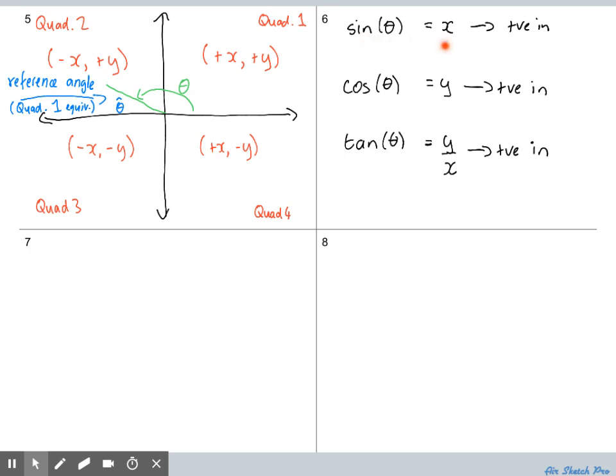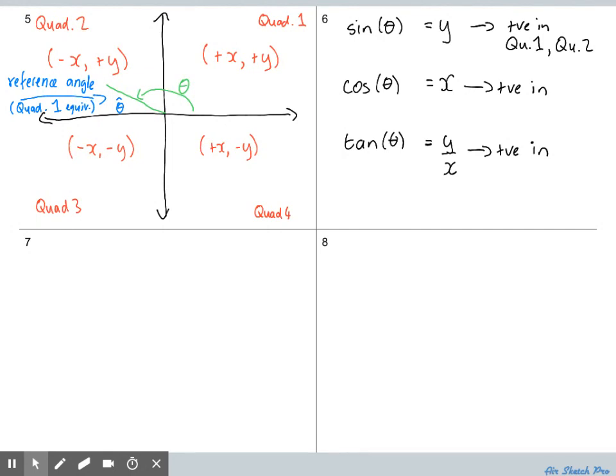Sine theta is equal to the y coordinate. So that means that sine is positive in the first quadrant and the second. Sorry, I've got that the wrong way, haven't I? Sorry about that. The first quadrant and the second quadrant, because the y coordinate is positive in those two quadrants. Does that make sense? Okay.